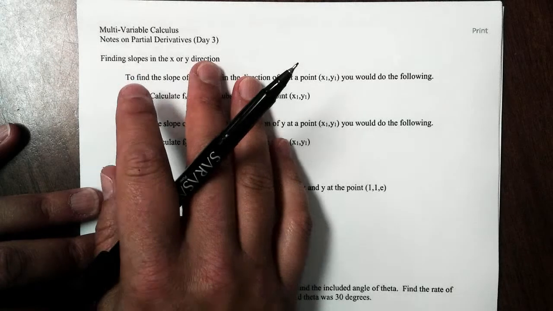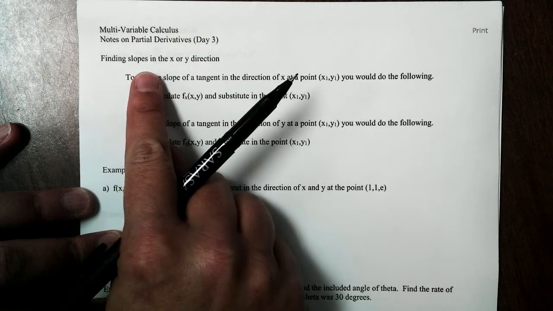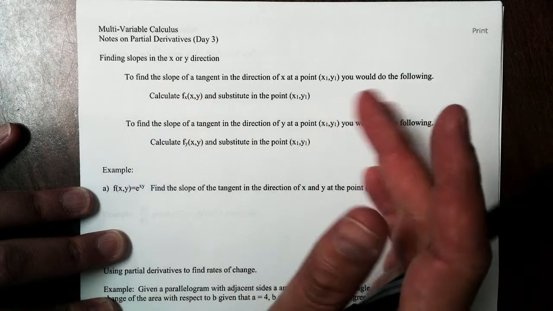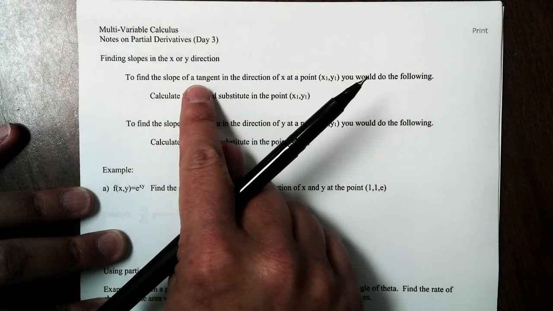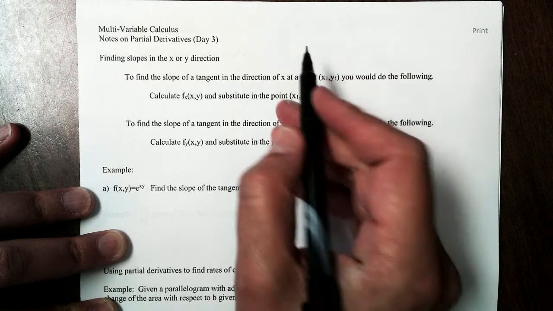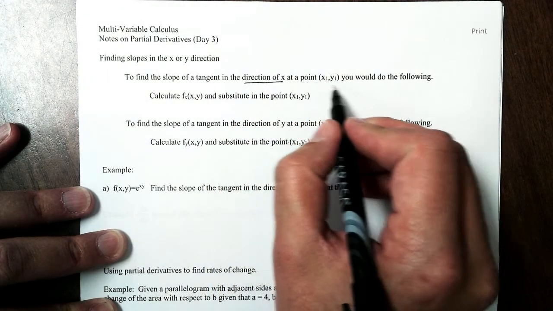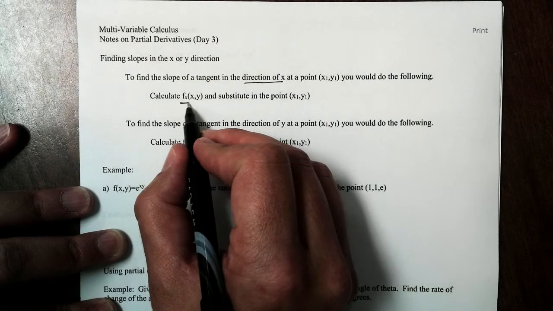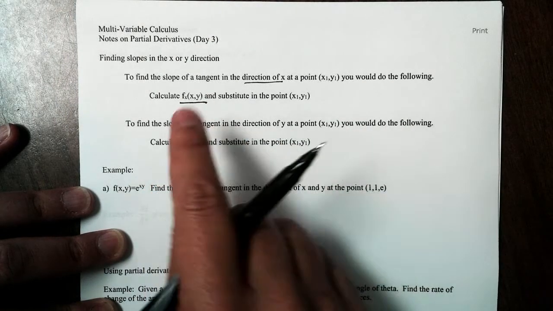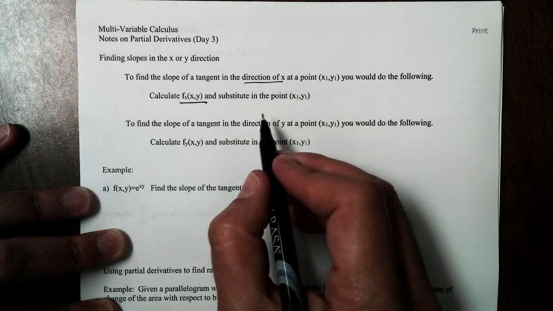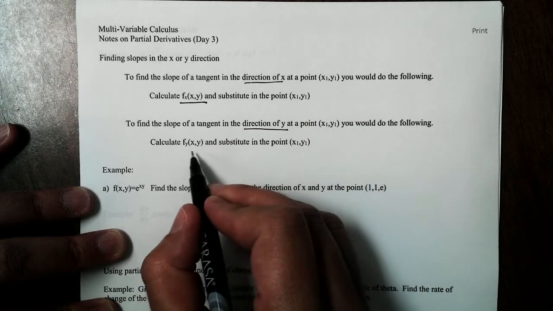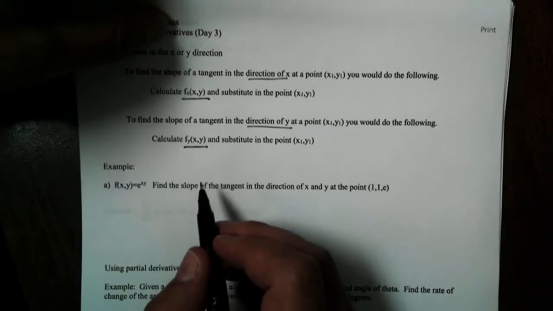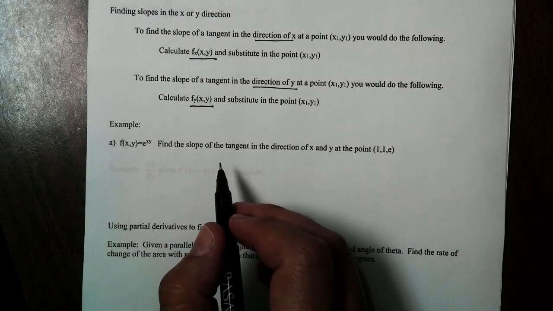So we talked earlier in another video, if I'm trying to find the slopes in the x or y direction, we look at the partials in that direction. For example, if I want to find the slope of a tangent in the direction of x, at some point, we would calculate the partial with respect to x. If I want to find the slope in the direction of y, we would take the partial derivative function with respect to y. So we can take a look at an example.